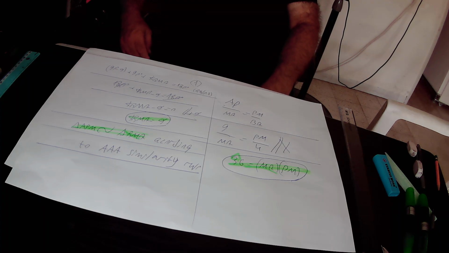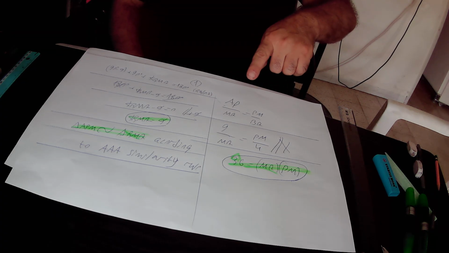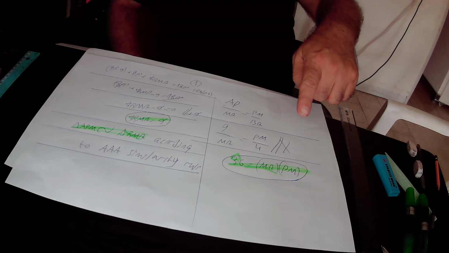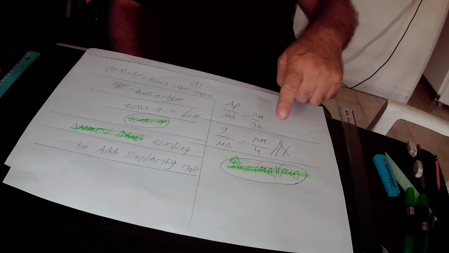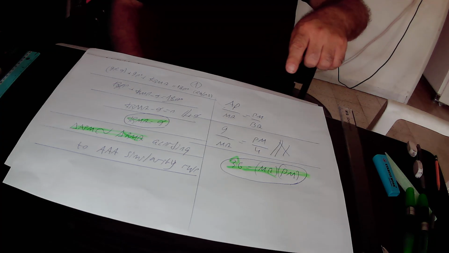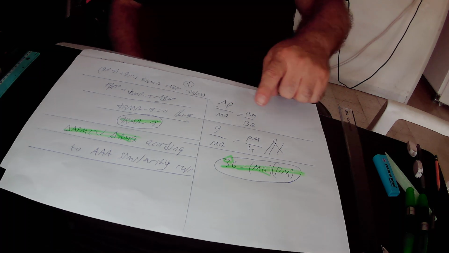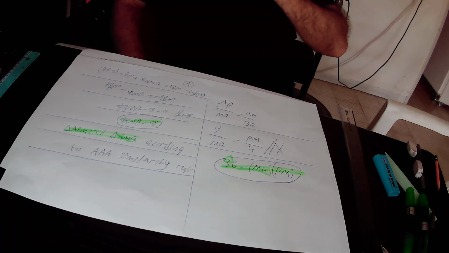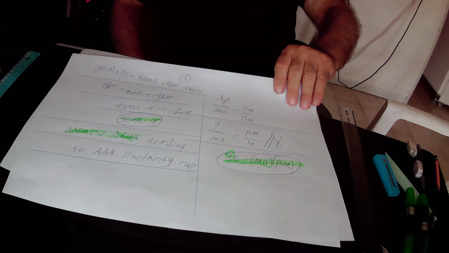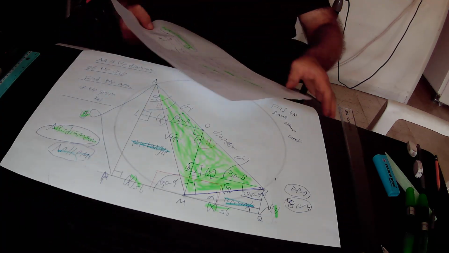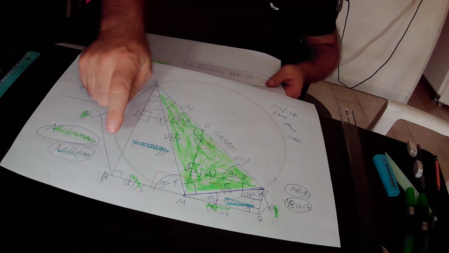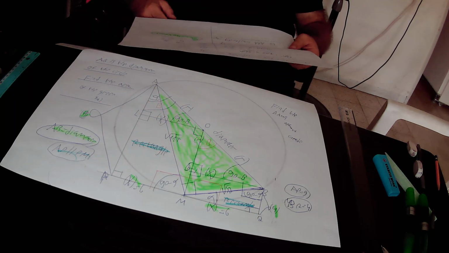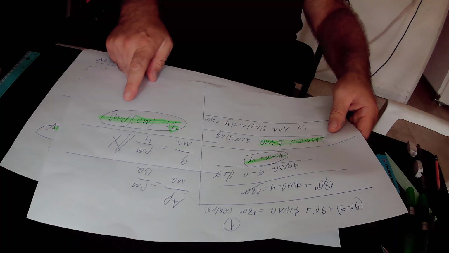Here, of course, we cross multiply this equation, and we find out that AP times BQ equals 9 times 4, that is 36. So MQ times PM equals 36.